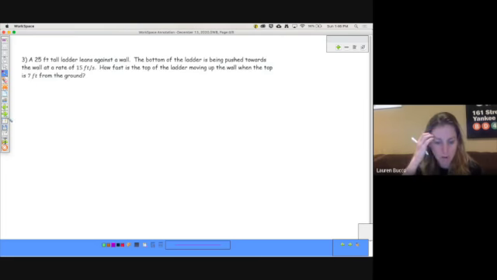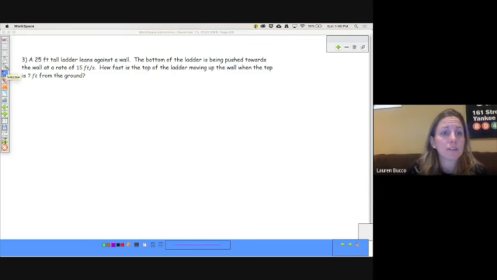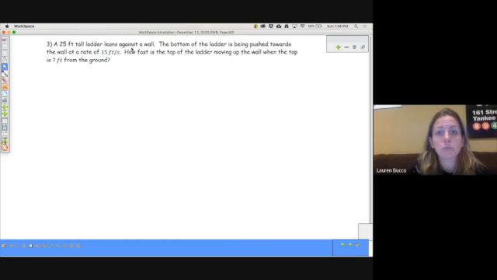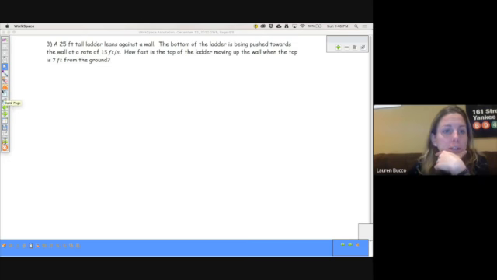All right. Oh, I love ladder problems. Okay. A 25-foot ladder leans against a wall. The bottom of the ladder is being pushed towards the wall at a rate of 15 feet per second. How fast is the top of the ladder moving up the wall when the top is 7 feet from the ground? Oh my gosh, let's draw a picture.